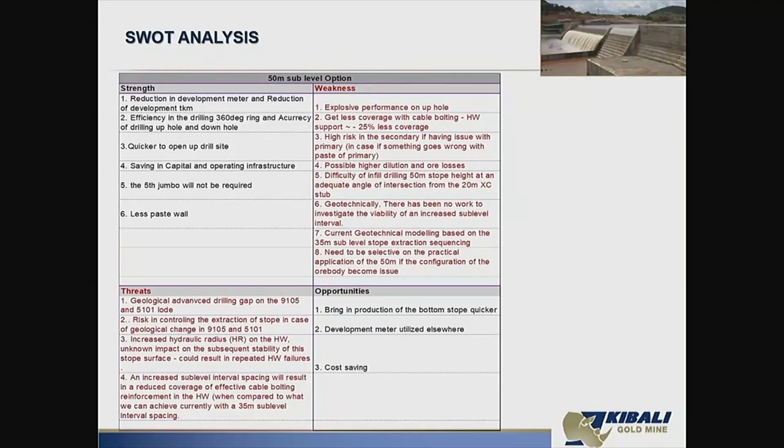As I said earlier, usually you do a higher level SWOT analysis by looking at it just on a high level. You can see clearly when you look at your inventory that the 50-meter level spacing would result in lower meter development and also lower resource requirement. And then you have some other advantages from paste filling because you reduce the number of derived activity that you have to deal with.